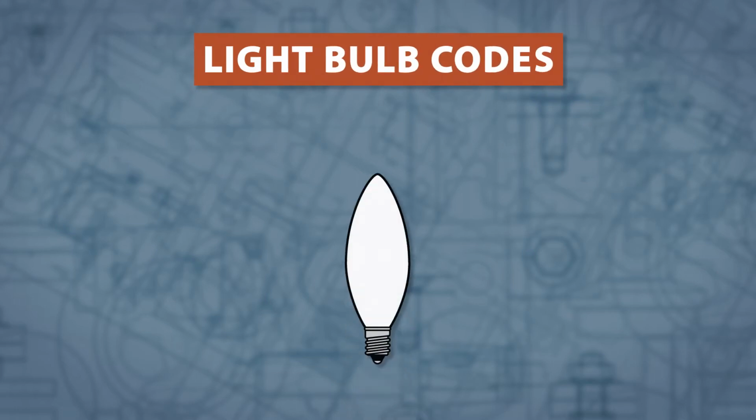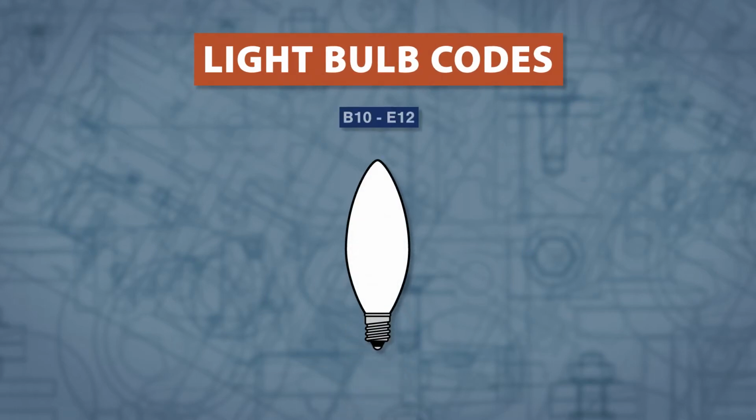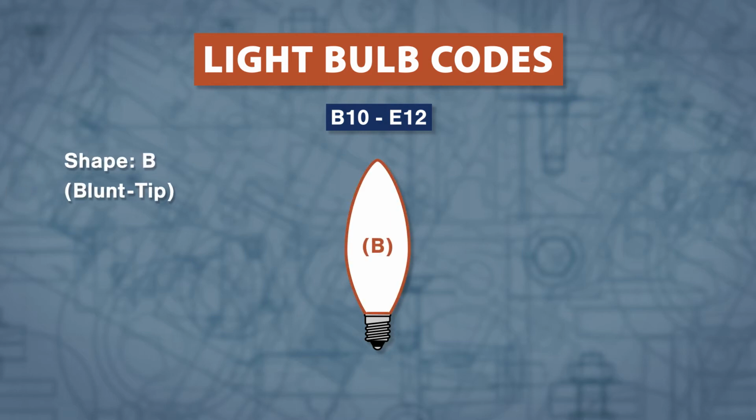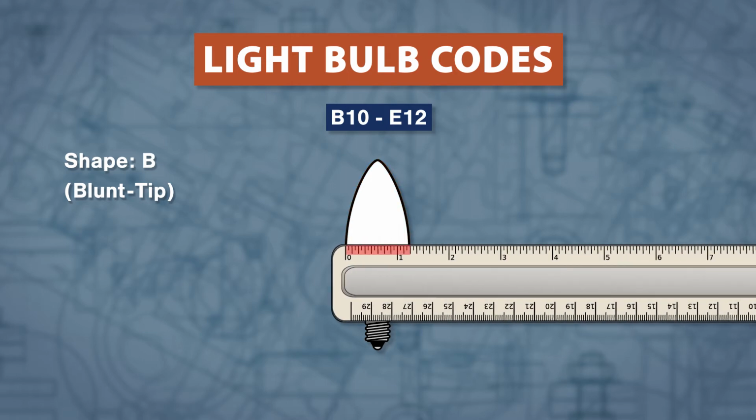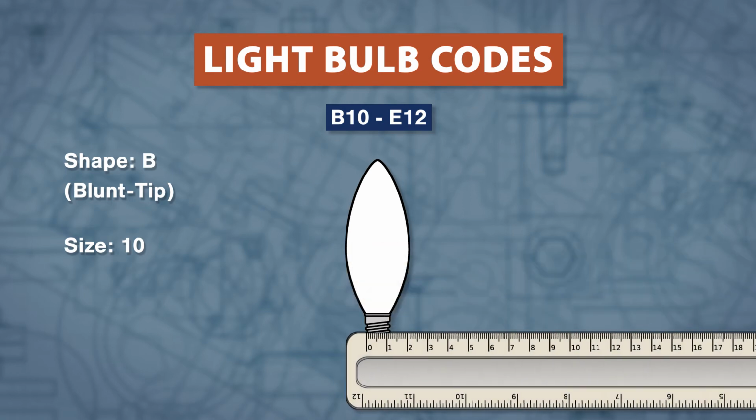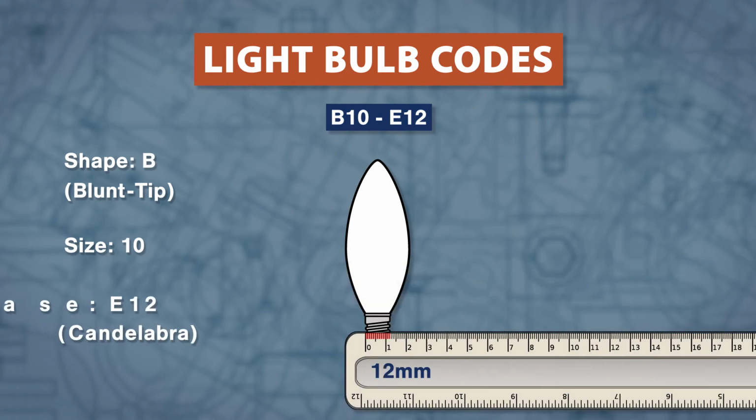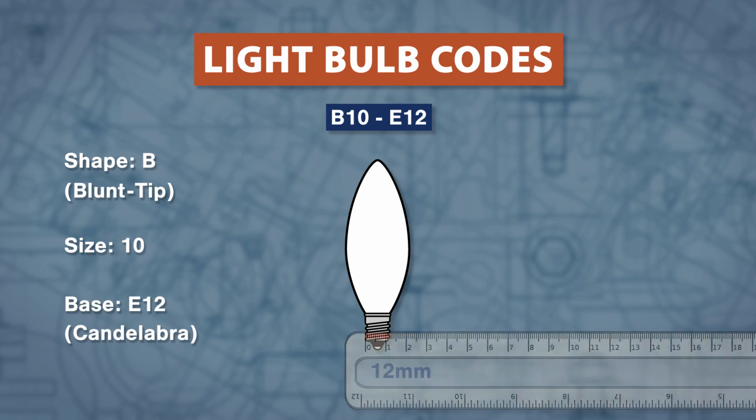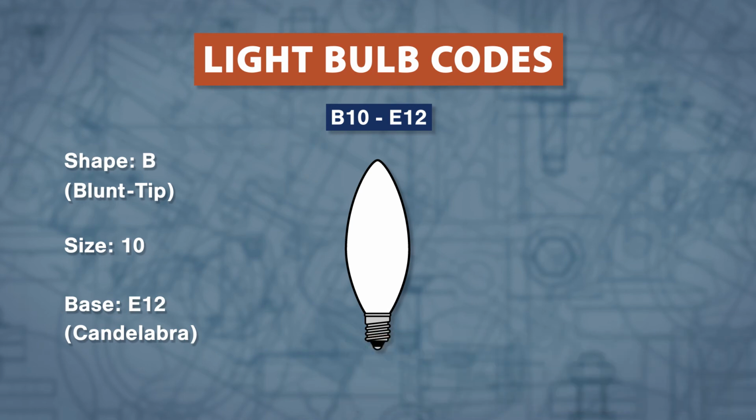All light bulbs have a code which describes the shape, size, and base type. Now, this code can be determined by a few measurements. The first part of the code is the bulb shape. For the bulb size, measure the diameter in inches, then multiply that number by 8. Now measure the base in millimeters. This gives us a B10 bulb with an E12 candelabra base.